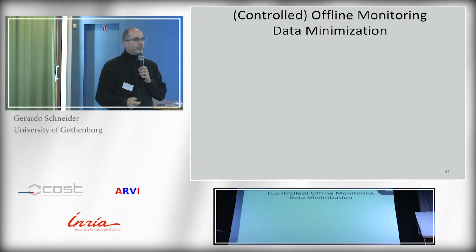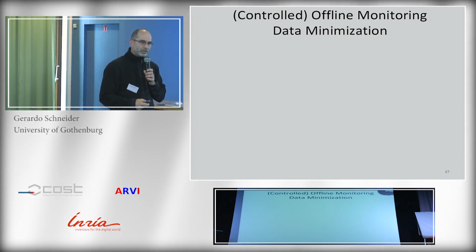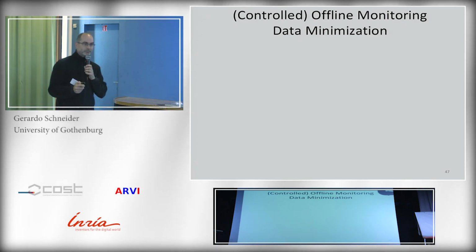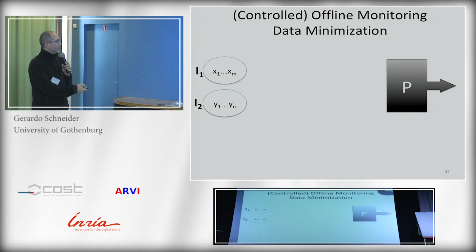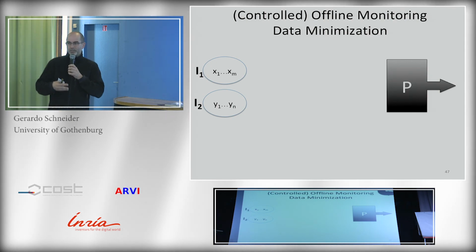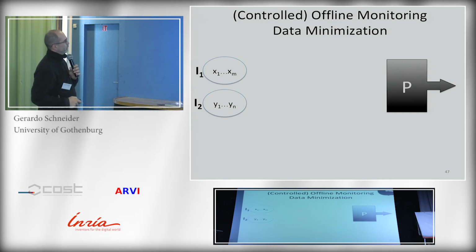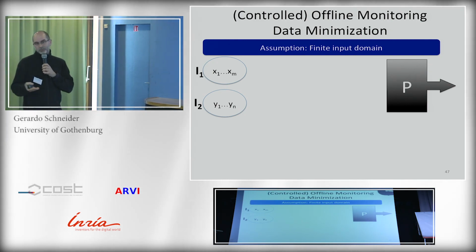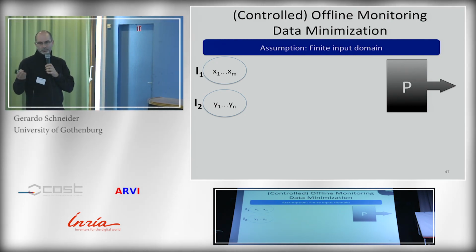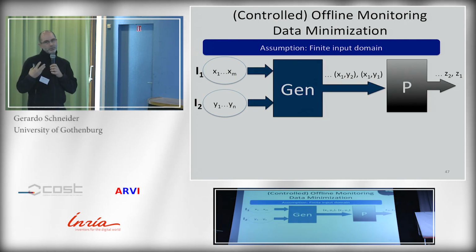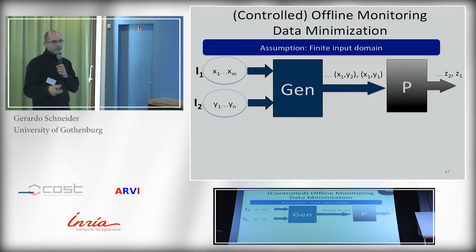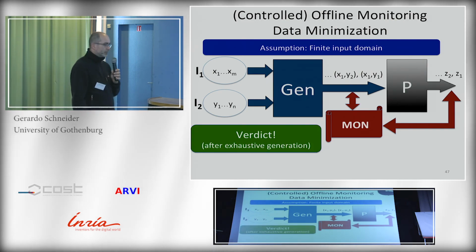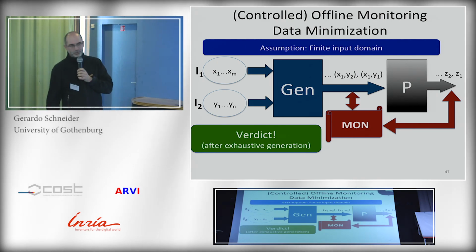We couldn't find a way to do enforcement online for this kind of property, but you can do it offline under certain assumptions. So you have your input domains. I wrote here only 2, but you can have as many as you want, and you have your program. The idea is that offline, under the assumption that the input domain is finite, you can generate all the possible combinations. You feed the program. You can observe that with a monitor, and you can definitely give a final verdict, because this can be done exhaustively.